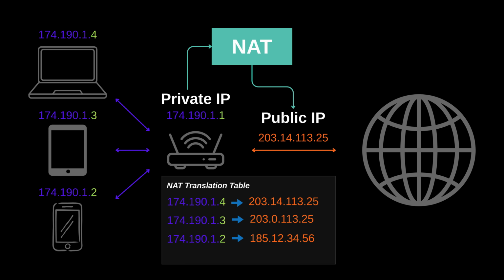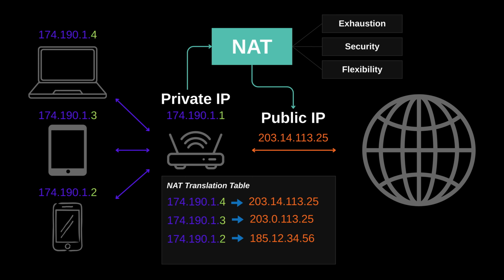You might wonder, why do we even need local and public addresses? Why not make all addresses public? There are three main reasons. Exhaustion. IPv4 provides roughly 4 billion addresses, which is not enough for all devices worldwide. Security. If all IPs were public, every device would be directly accessible from the internet. Local IPs, combined with NAT, hide devices and act as a basic firewall. Flexibility and scalability. Home and office networks can use any private address ranges without conflicts.